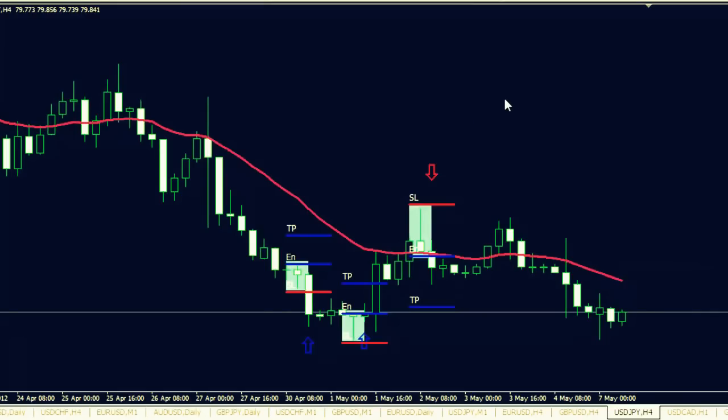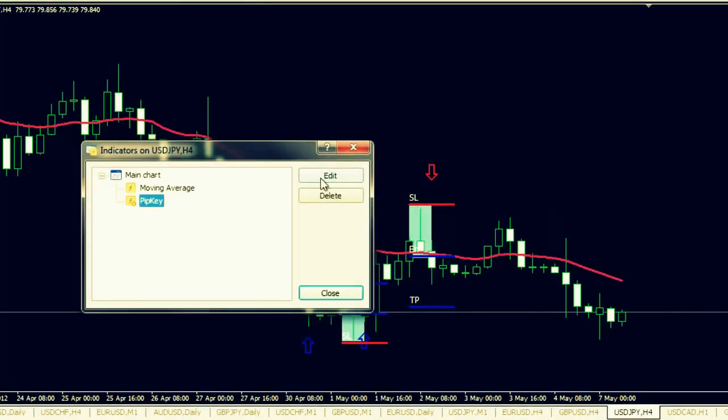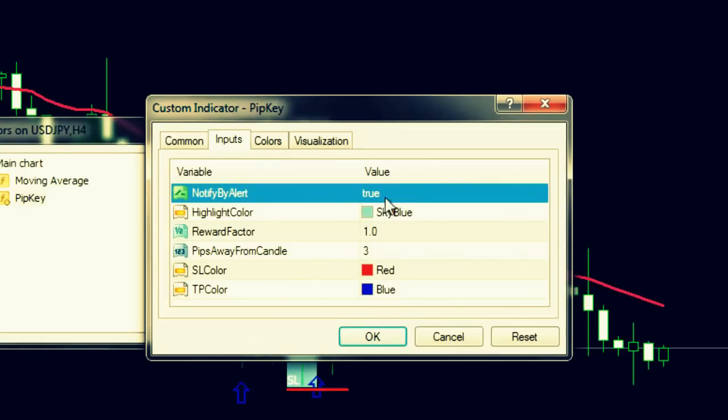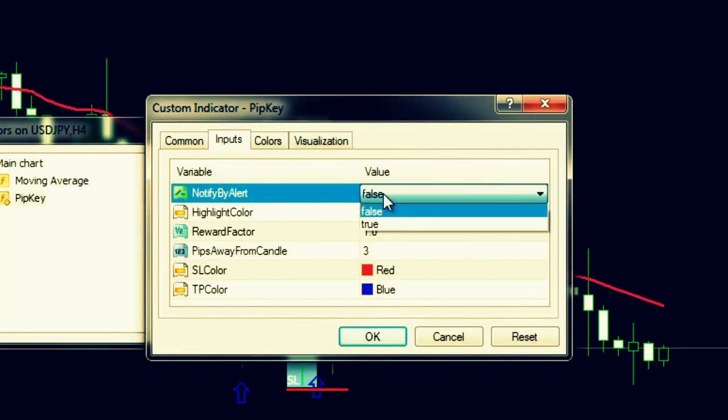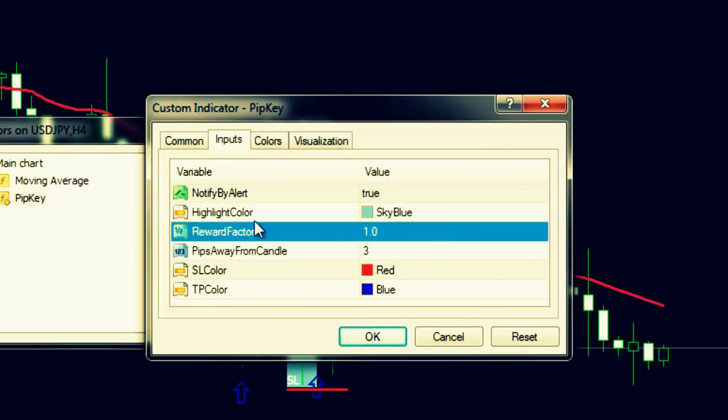Let me show you what the parameters for this indicator are. If you right click on the chart, go to indicator list and click on PipKey, click edit. You will see here, if you don't want an alert, then set notify by alert to false. This is the highlight for the pin bar candlestick pattern. This is the reward factor. So if you set this to 1 to 2, the risk-reward factor, you will see that the take profit is twice as far as the stop loss.